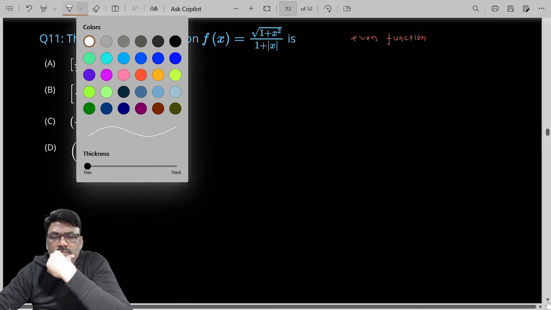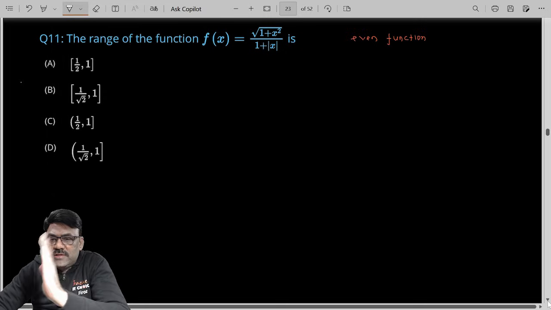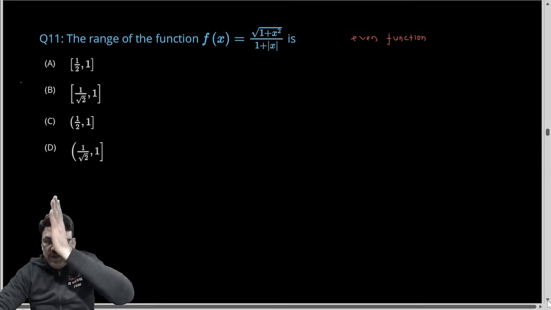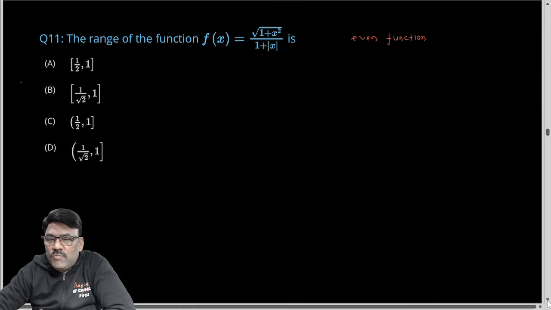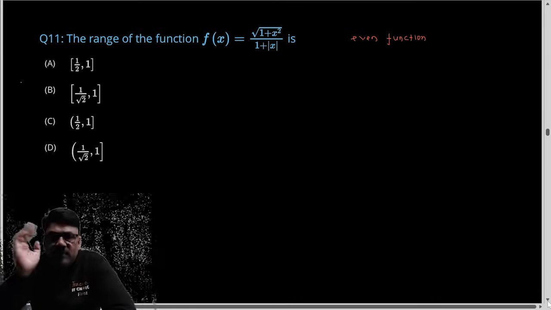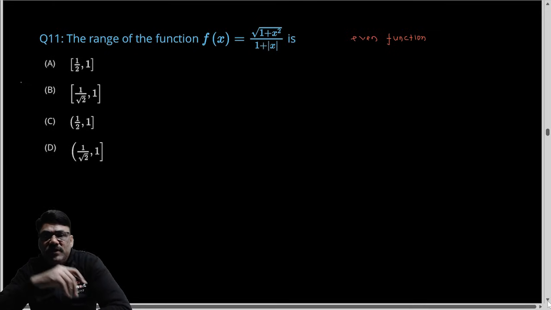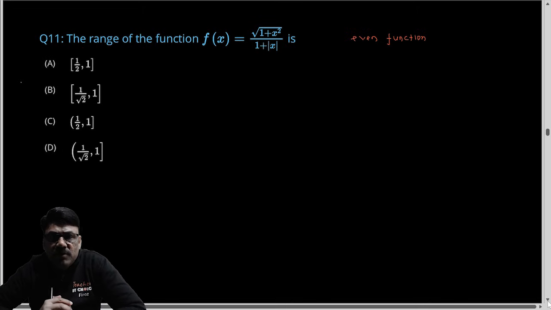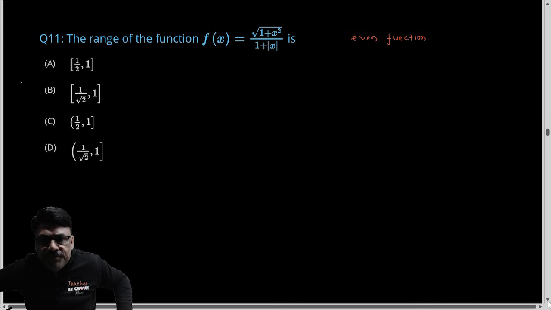So what I will do, I will find the range only for x greater than or equal to 0. Whatever range I am getting for x greater than or equal to 0, that will be the complete range, because the graph of an even function is always symmetric about the y-axis. So whatever graph you are getting on the right side of the y-axis, you will get its mirror image on the left side of the y-axis.